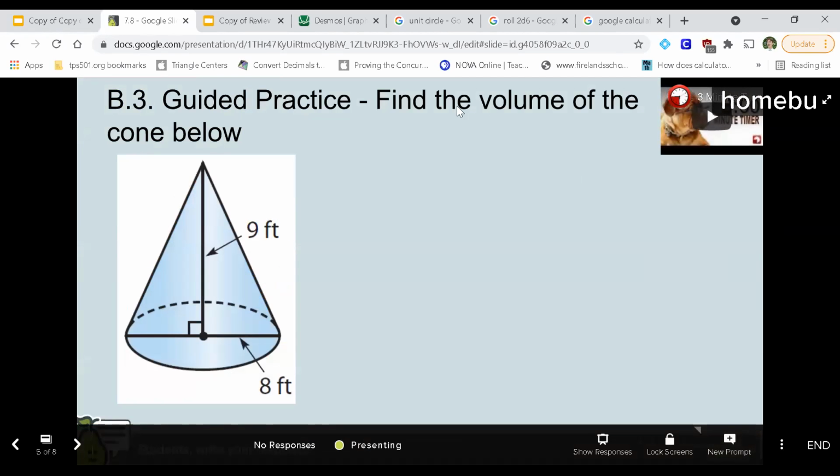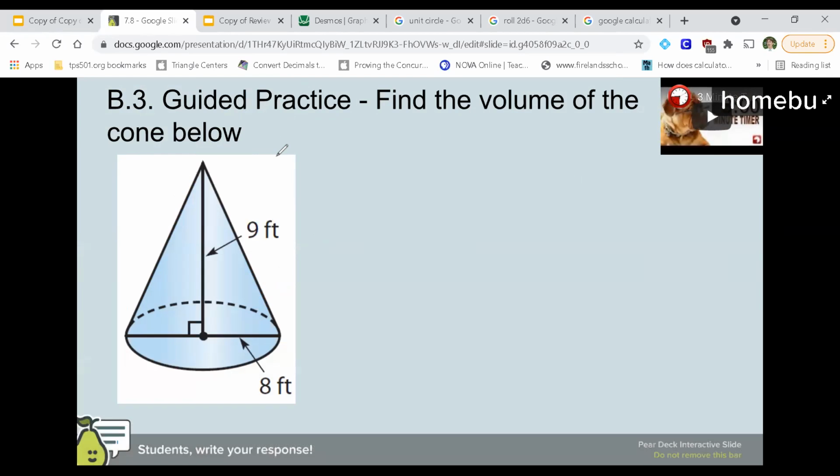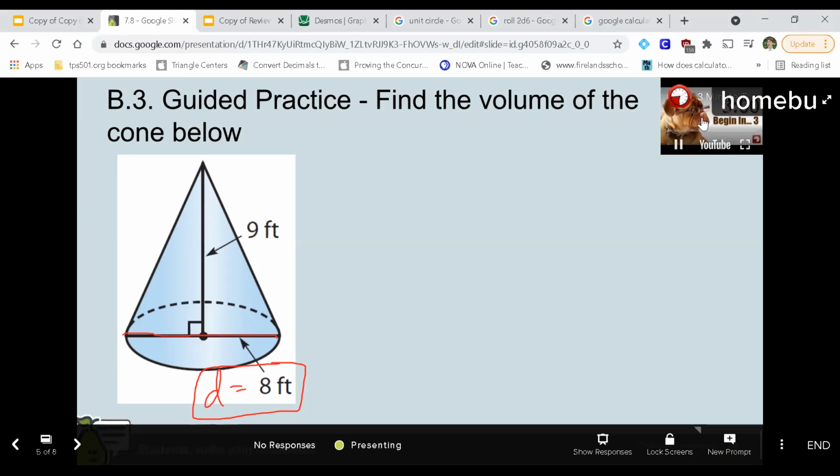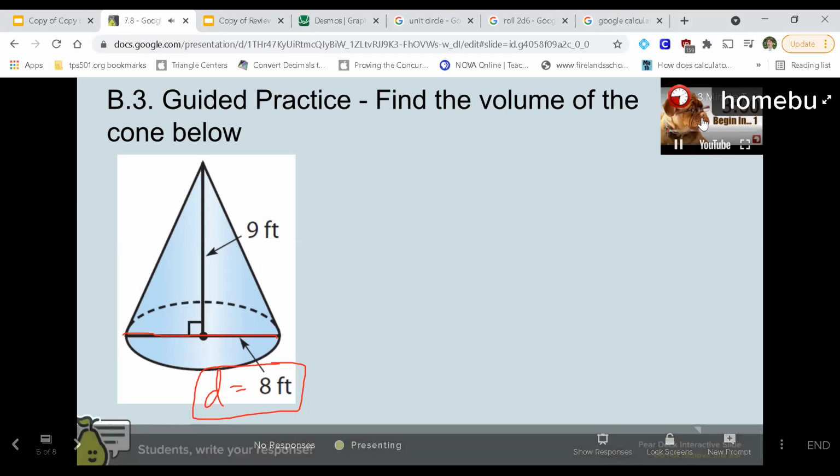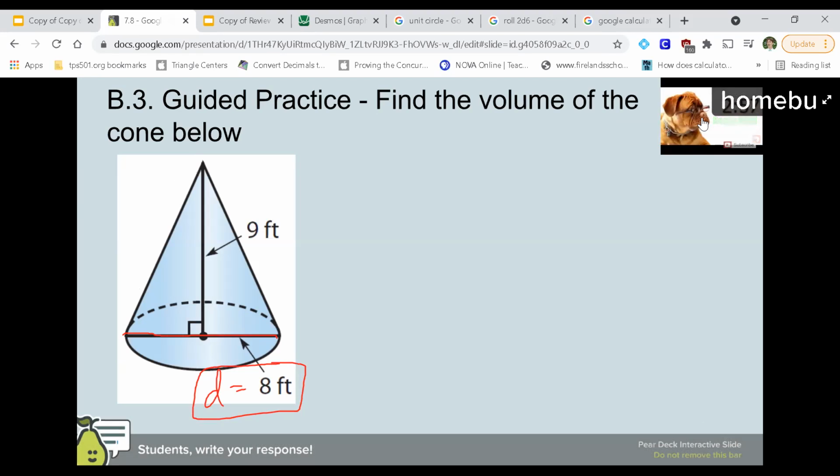First question. Find the volume of the cone below. This question is a little bit harder than the one we just did. Because for this cone, 8 here is not the radius. 8 is the diameter. You need to tell me what the radius is if the diameter is 8. It's like one more step. It's not that difficult, but it's another step. All right, 3 minutes on the clock.